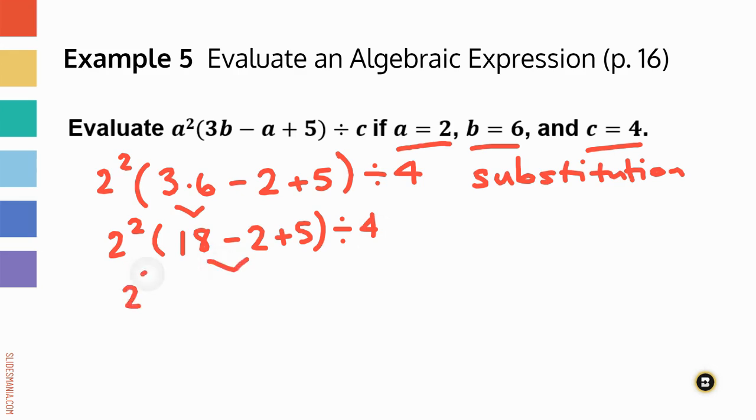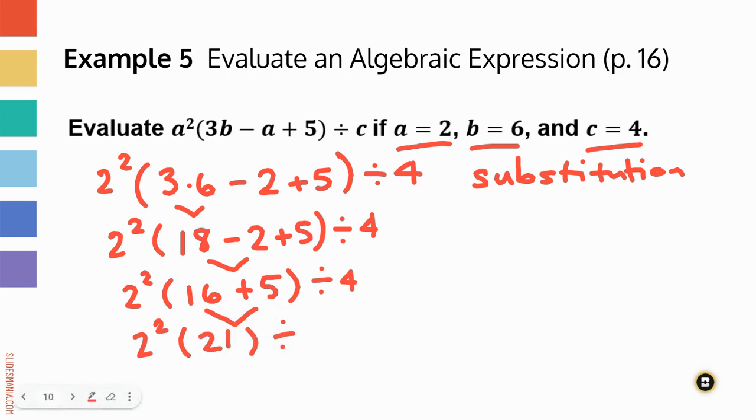So 2 squared comes down. 18 minus 2 is 16. Bring down plus 5, and then divide it by 4. Okay, now we're going to do 16 plus 5. So I have 2 squared, and then times 16 plus 5 is 21, and then divided by 4.